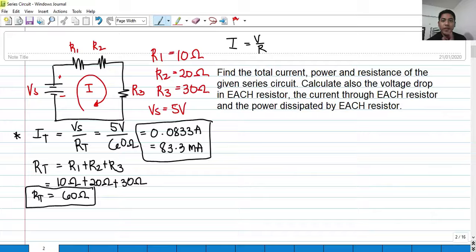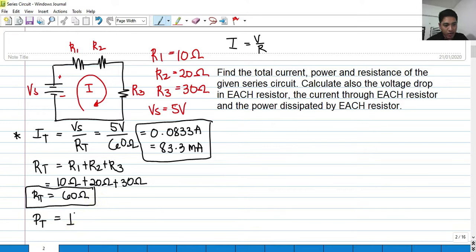So we did find the total current and the total resistance. Now it's time to find the total power. We know that we can find power by three formulas. In this case, we have the I T, so we can use the formula I times V.